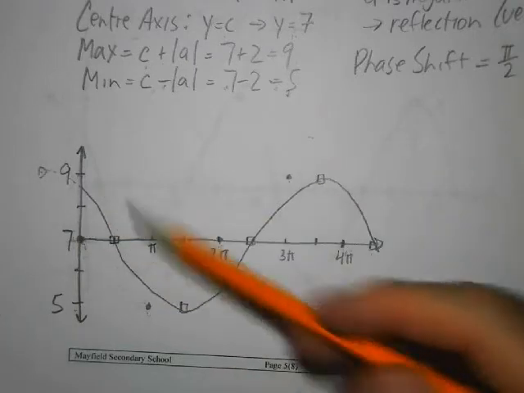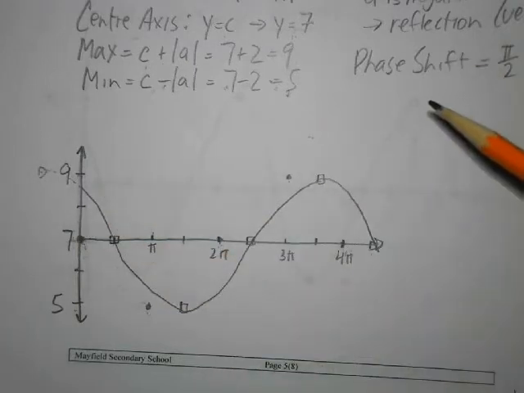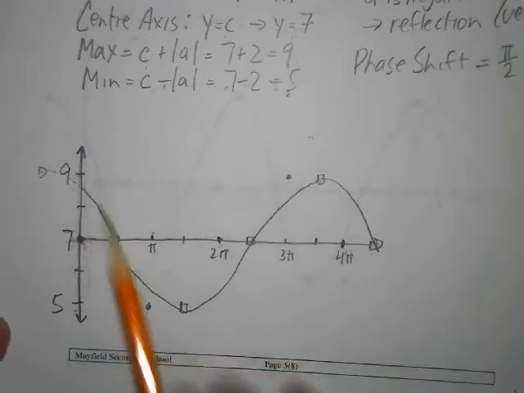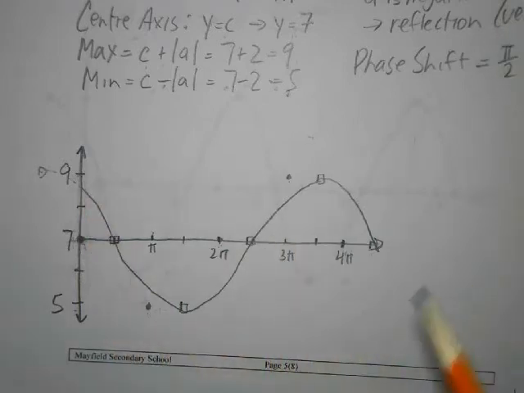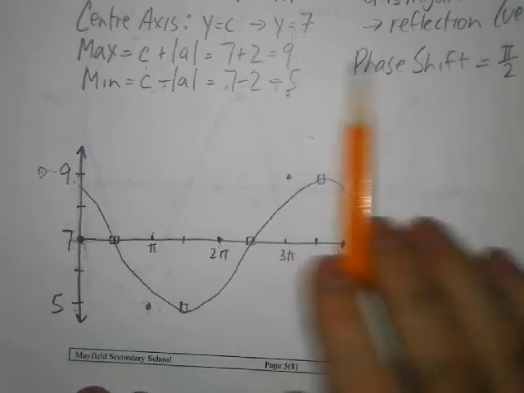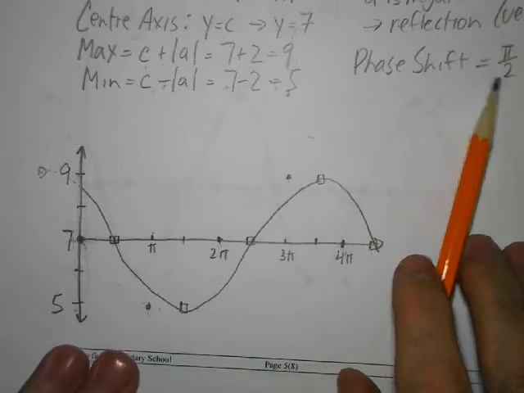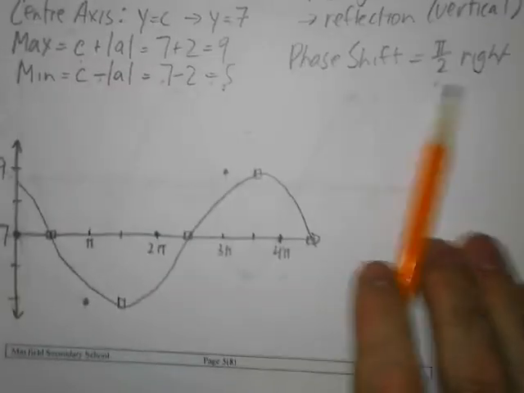So I don't bother. I only want to have one graph. I don't want to have a series of stages of the graph. But I do put these points on, so it's easier for me to do the last step. Now the last thing we want to do is the phase shift. So the phase shift was pi by 2 to the right.